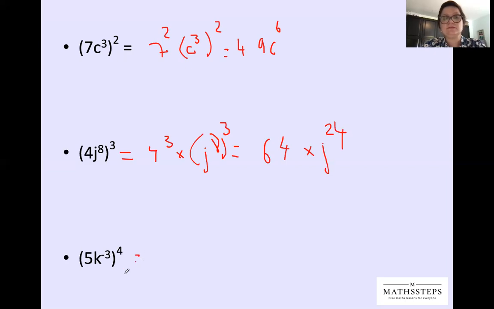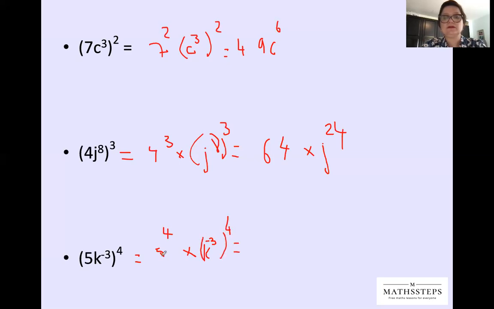And here, exactly the same rule, and it doesn't matter if the power is negative. You can still continue with multiplying the powers. It is going to be minus 3 times 4. Right, so 5 to the power of minus 4 times k to the power of minus 3, to the power of 4.